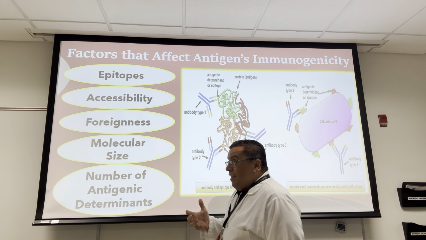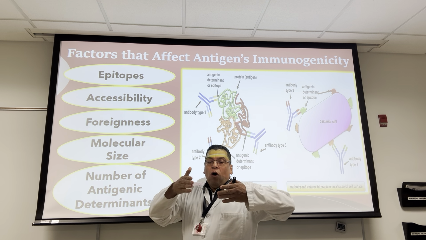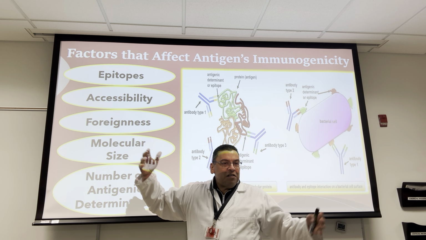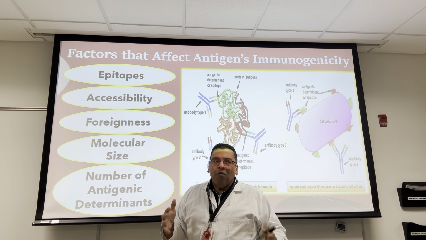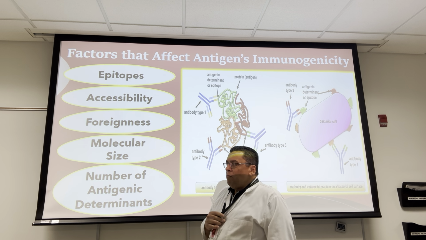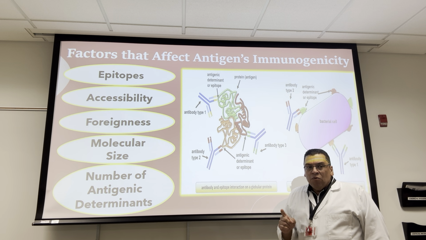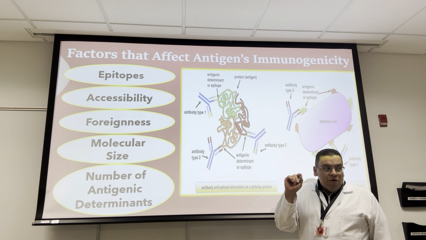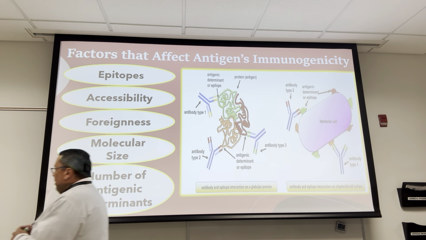So it looks like epitope 2 is immunogenic only when it's part of the whole piece. You see that? So this molecular weight thing really plays a huge role in stimulating your immune system. So epitope 2 elicits an immune response, but on its own, it will not. And that's called a hapten, H-A-P-T-E-N.